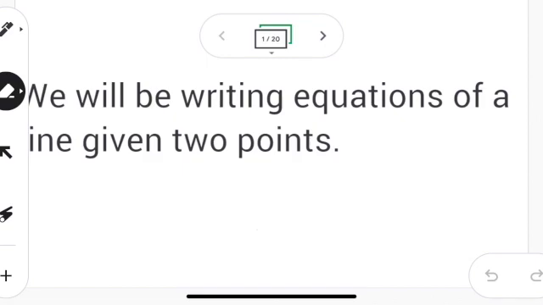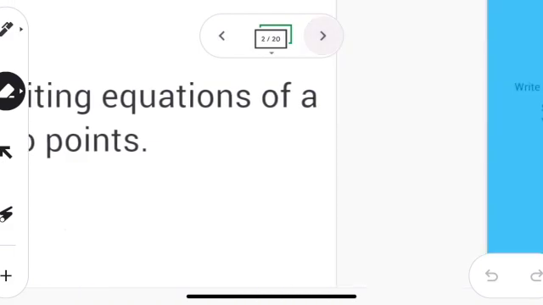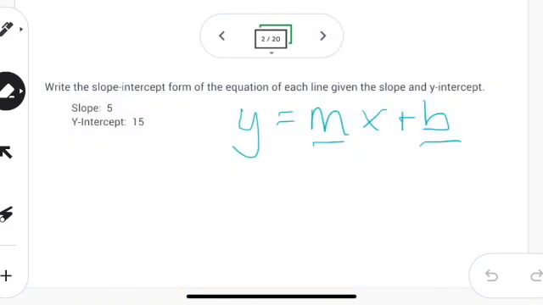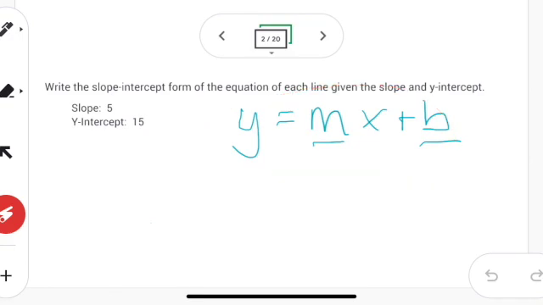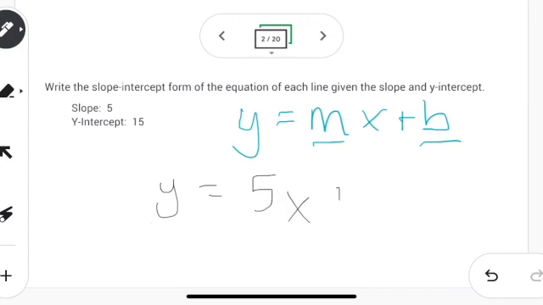In today's video, we will be writing equations of a line given 2 points. The first one is we're just going to practice and remember if slope is 5 and y-intercept is 15, can you write the equation? Again, I wrote the formula right here for you. Y equals 5x plus 15.